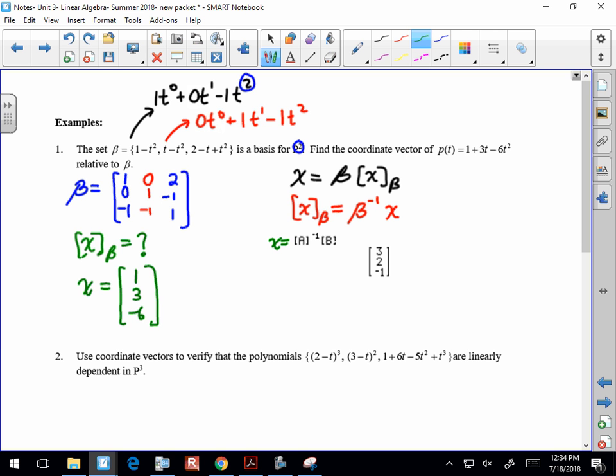All right, now it follows the same format. Okay, power of 0, power of 1, power of 2. So this translates to 3 plus 2t minus t squared.